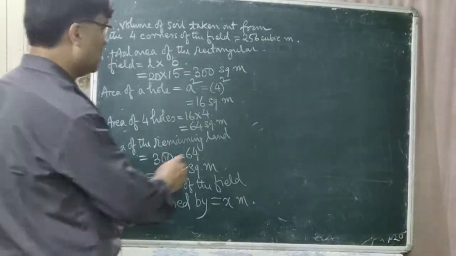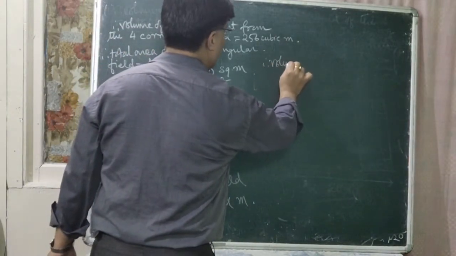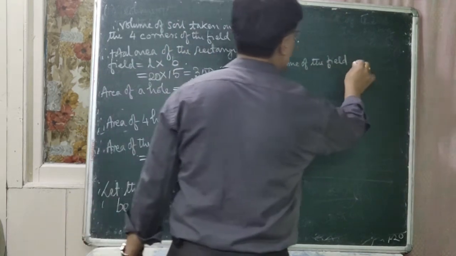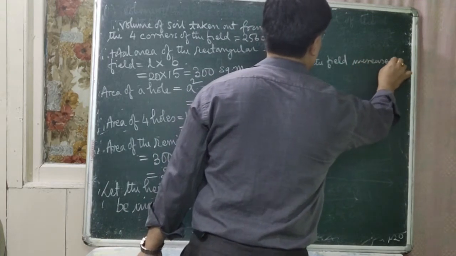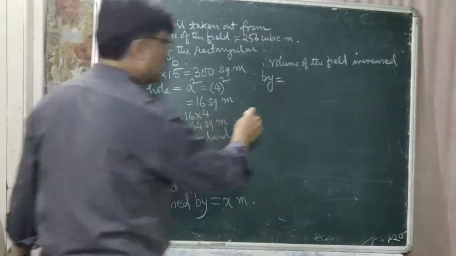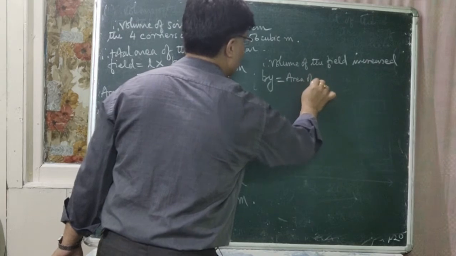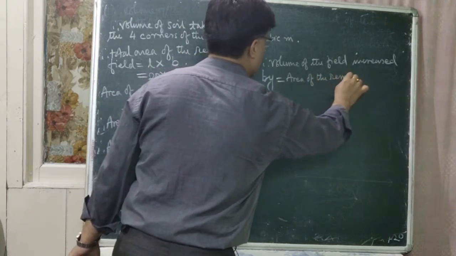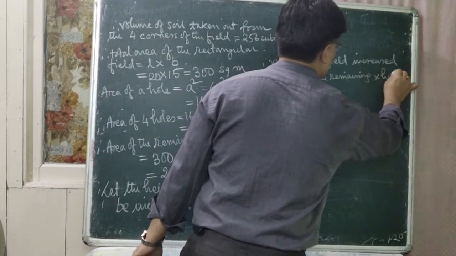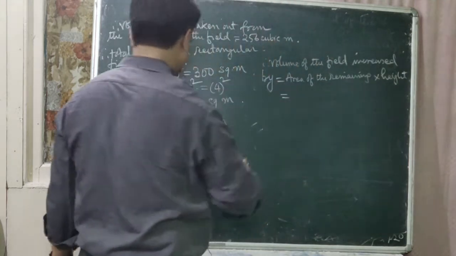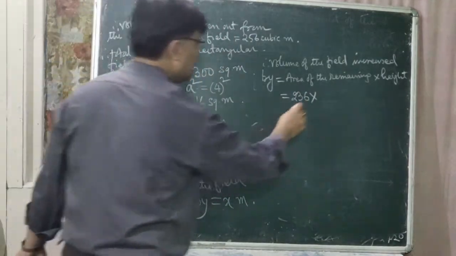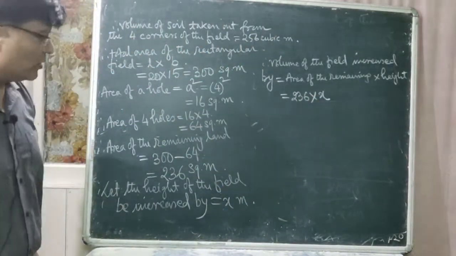So now you have to find out the volume of the field increased by, which is equal to the area of the remaining land into height. What is the area of the remaining land? That is 236 into what is the height, this is your x. So this is the volume. What is the unit? It is cubic meter.